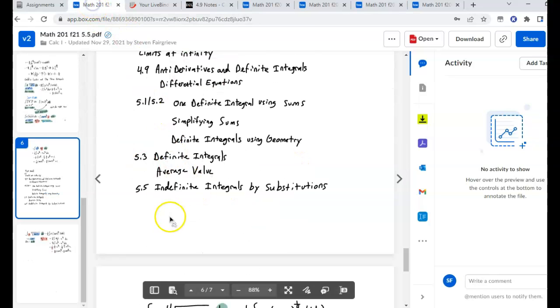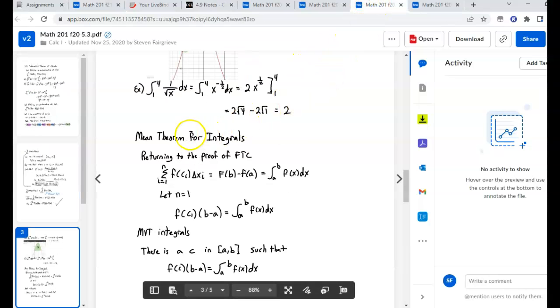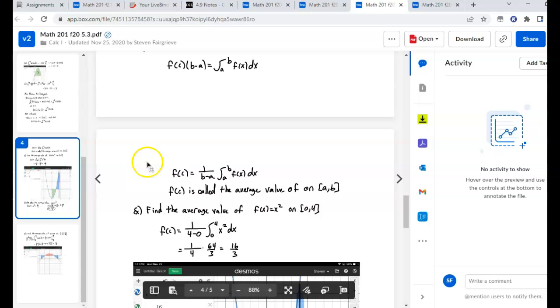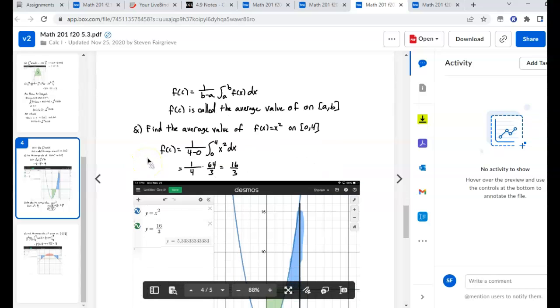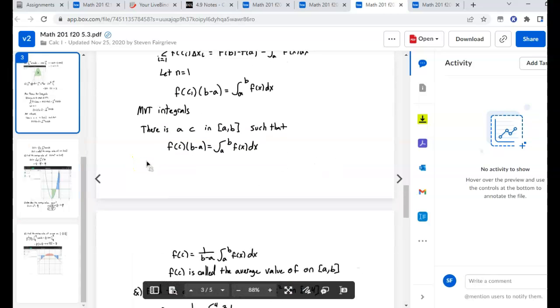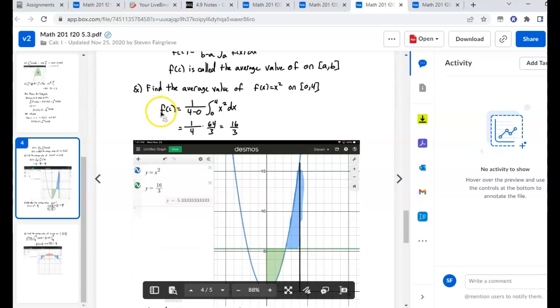Okay. And then the other thing we talked about in 5.3 that you'll want to remember is, you'll have some problems where you're evaluating definite integrals, and you're able to do that just by doing antiderivatives. Then we'll have average values, or this result known as the mean value theorem, which basically means, hey, if we take the integral and then divide by the width of the interval, that's the average value of the function.